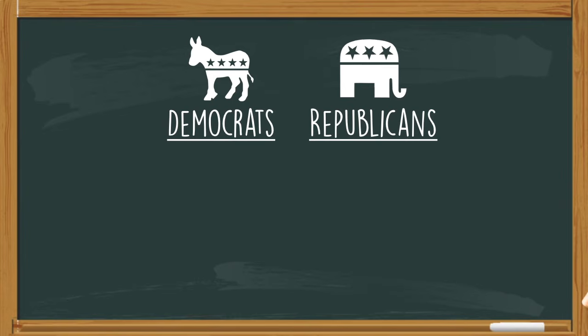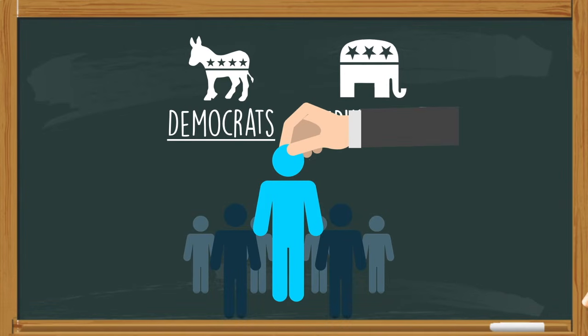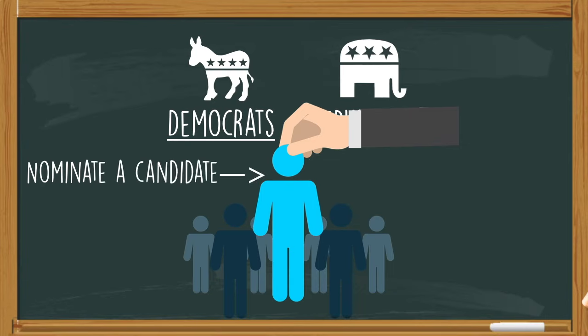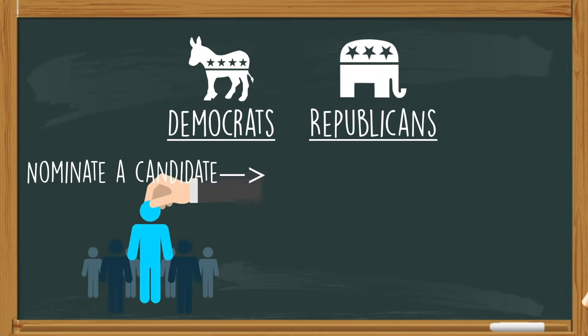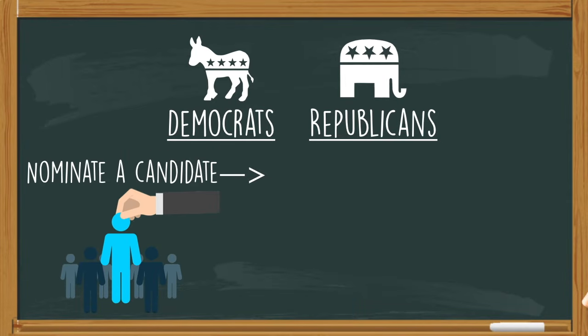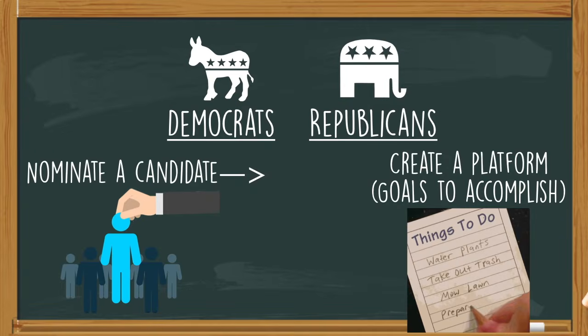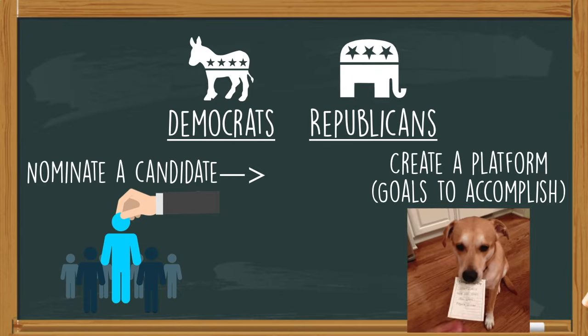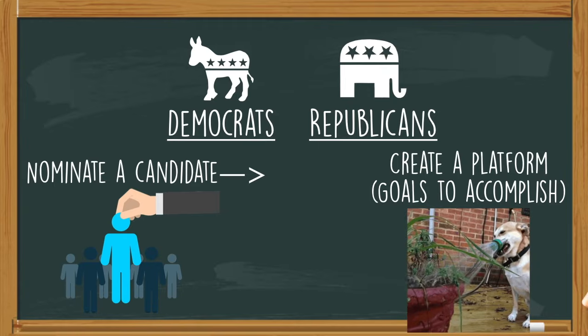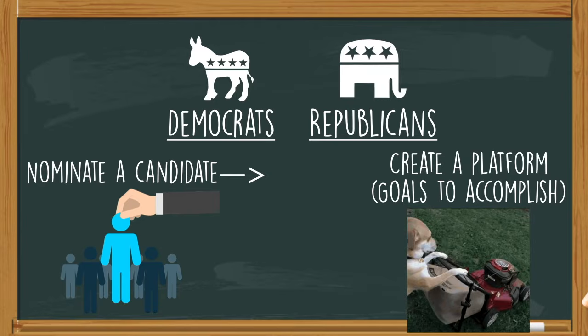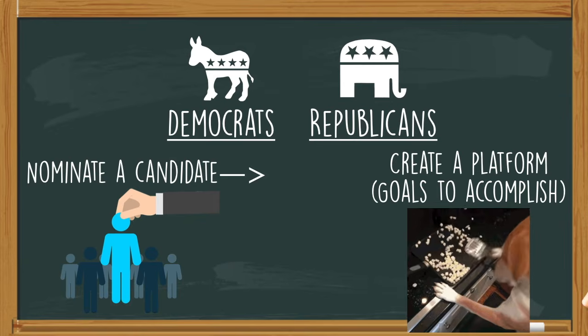Both parties will nominate their best candidate to try and win this election. They're going to choose the person that is the most likable, the person that agrees with their views on government, the person they believe can actually get the job done, and they're going to try and put that person on the voting ballot. Both groups are also going to create a platform, which is like a list of goals they want to accomplish if their person is elected into office.